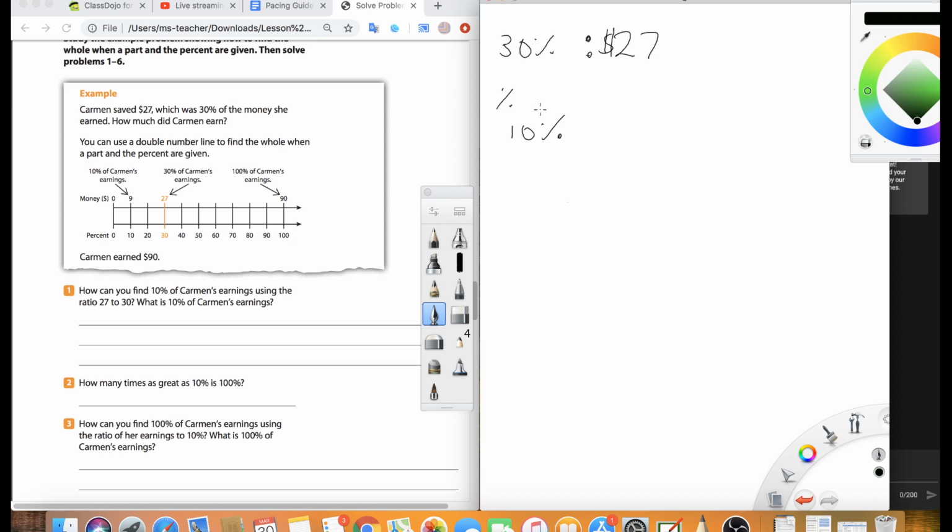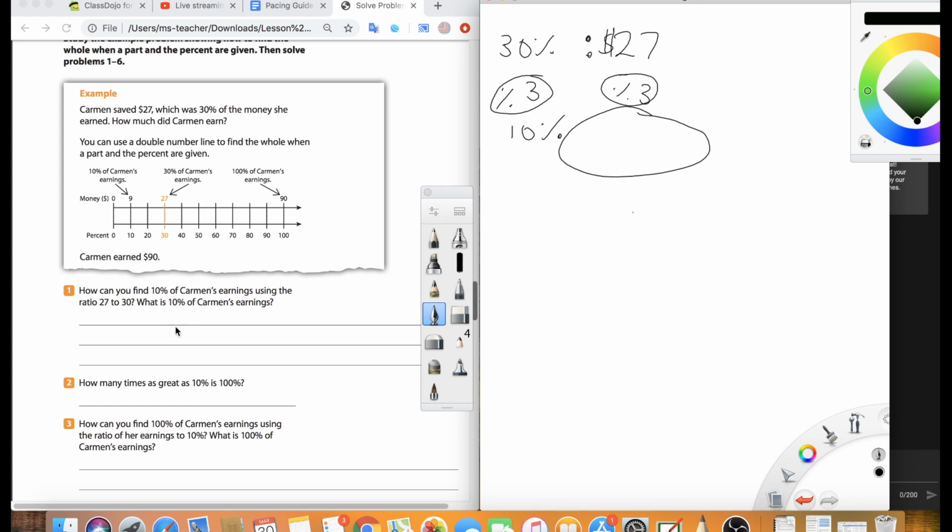I need to divide it by something. I need to divide it by 3. When I divide 30 by 3, I get 10. If you didn't see how I did that, all I did was 10 times what gives me 30. I can go backwards when I'm doing division. I can do multiplication. So from my head, I did 10 times 3 equals 30. Now, whatever I do to one side, I need to do to the other side. I need to divide it by 3. When I do this division problem, it'll tell me how much she earns, and that is 10%.